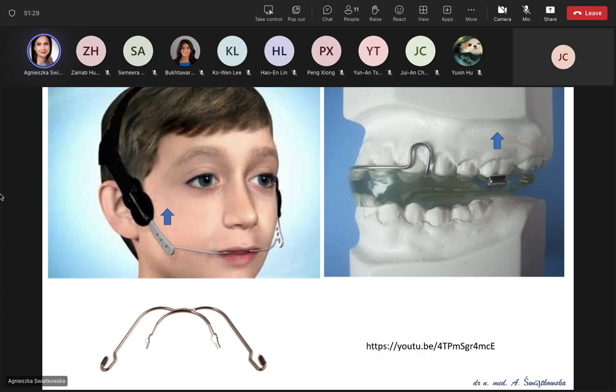If we treat open bites, skeletal open bite, we need intrusion of molars to close the bite. How can we achieve it? Because extrusion or intrusion in the buccal region of 1 millimeter gives us closing or opening of the space of 2 millimeters in the anterior region.